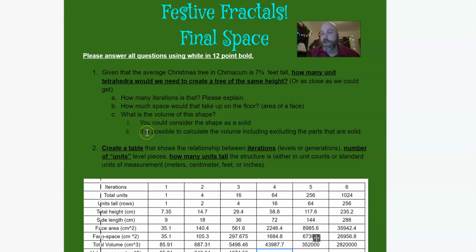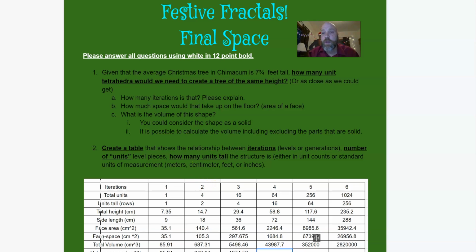And I should have asked only one question about volume. How you could consider that shape as a solid, not even worrying about the space. How much space does this thing take up? But since somebody was asking me so much, it's possible to calculate the volume by excluding what you know. So I'm not even going to worry about that, especially if I'm new. So create a table, create whatever kind of graph you want.